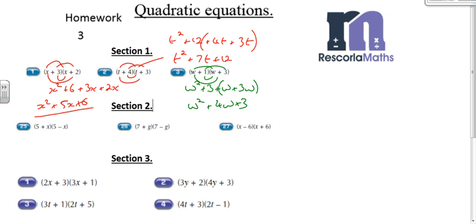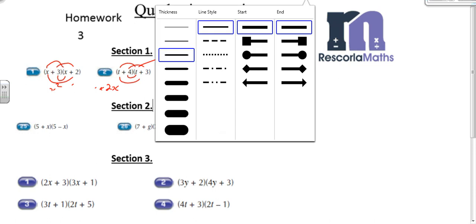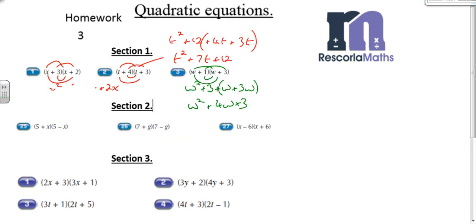Okay, next one. It tends to put a lot of people off just because it looks different. But don't let it put you off. It's no more difficult than the first one. Left eyebrow, 5 times 5 is 25. The right eyebrow, x times minus x. You've got a positive times a negative, so that's going to be minus, but x times x is x squared.